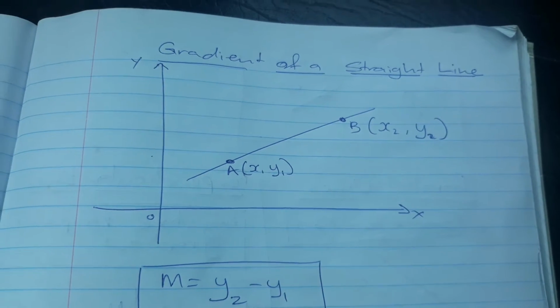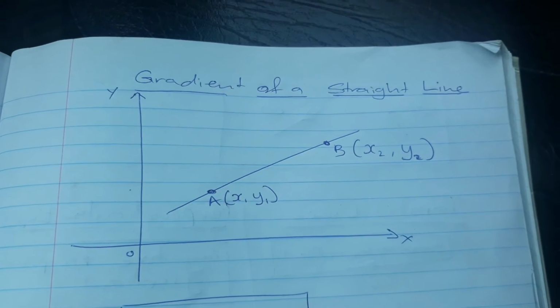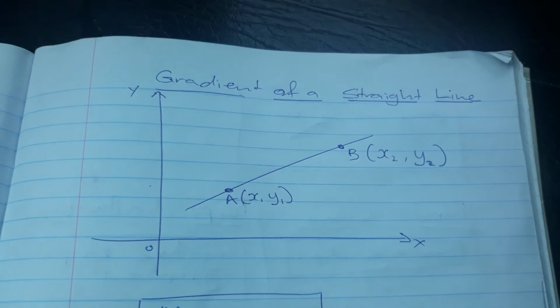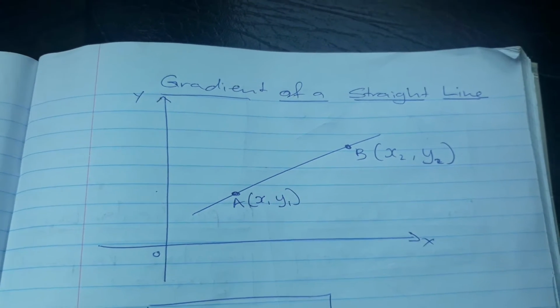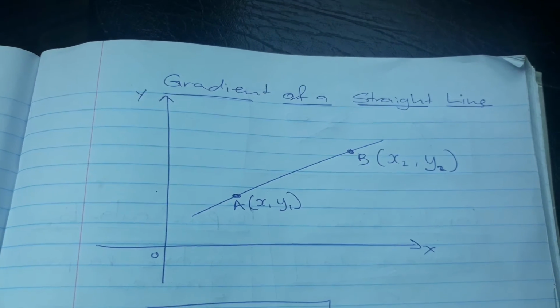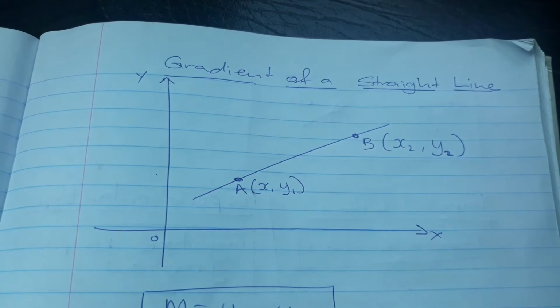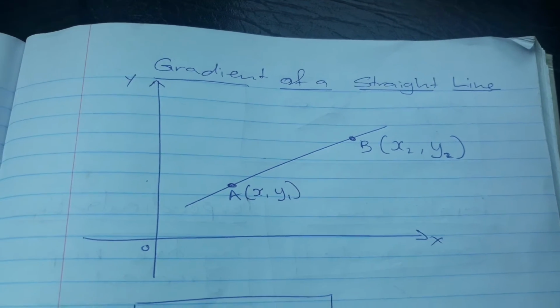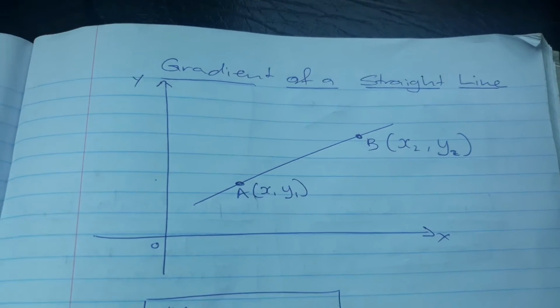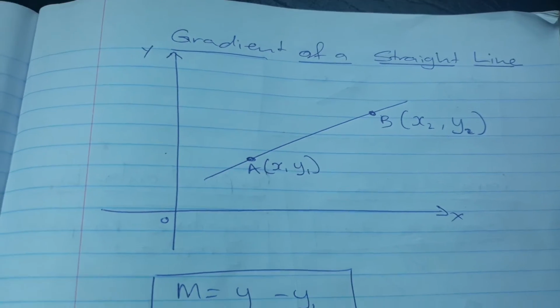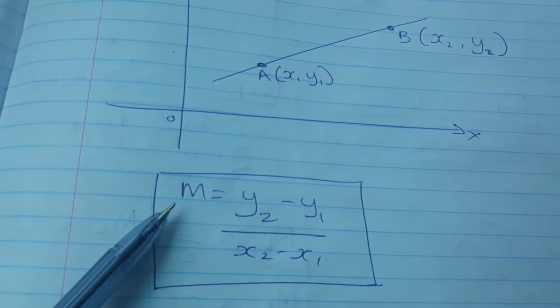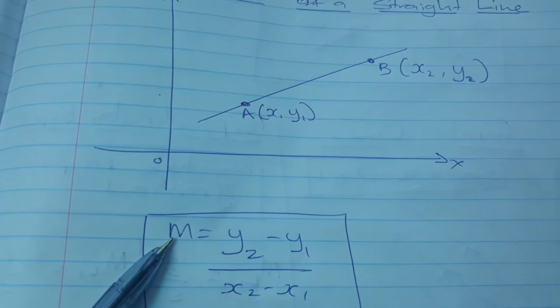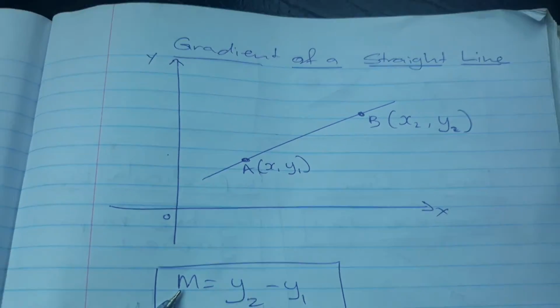Hello MYP3, we are going to recap on gradient of a straight line. Just a quick revision, we have done that before and we will be just looking at it again. So gradient is the same as slope, finding the slope, the steepness of a straight line. Right? The symbol that we'll be using for gradient most of the time or all the time is M. The symbol for gradient will be M.